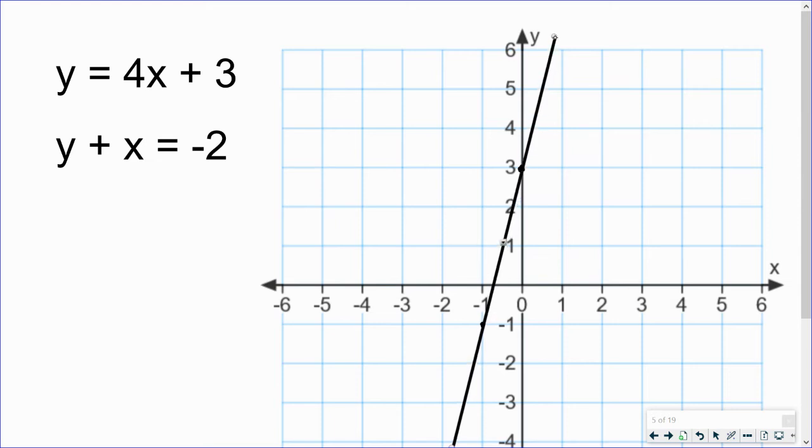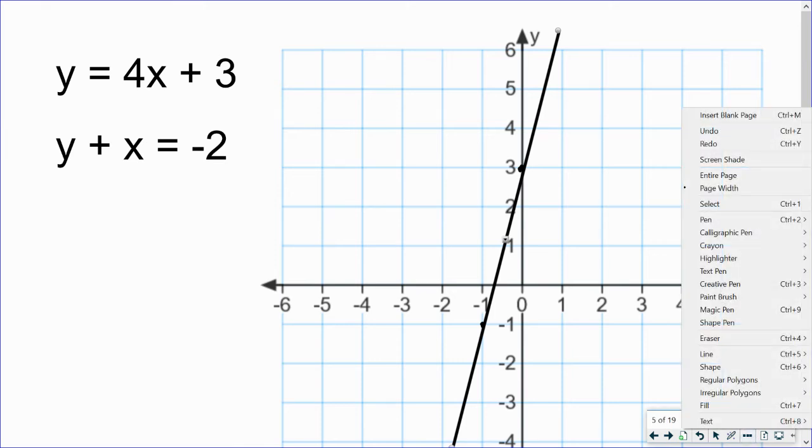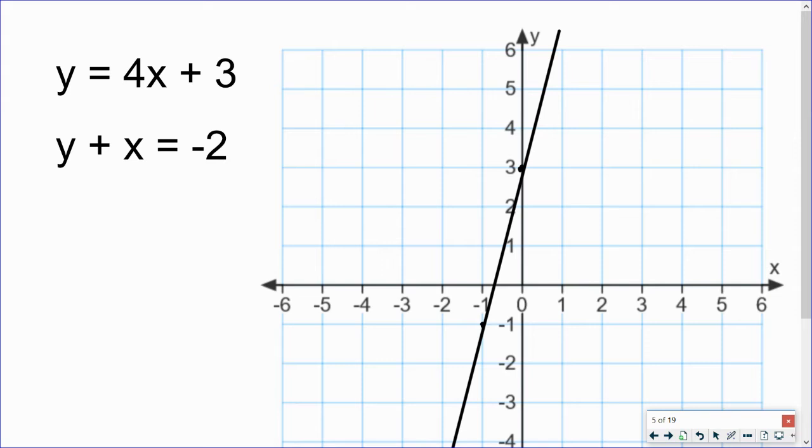I always want to extend these lines all the way through my graph paper because I never really know where they meet. Now the second line is going to be a little different because it's not in slope-intercept form. This is in standard form. So if I put a 0 in for the x, this goes away, so that means it's -2. So over 0, down 2, put a dot.